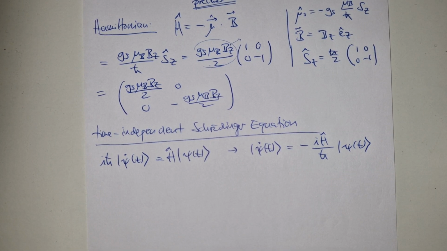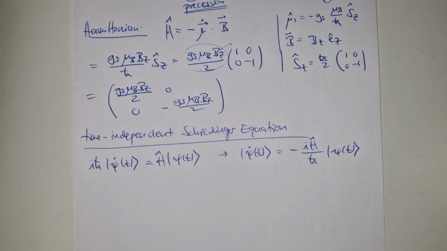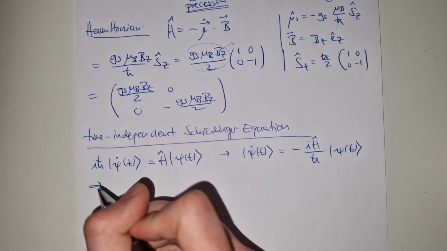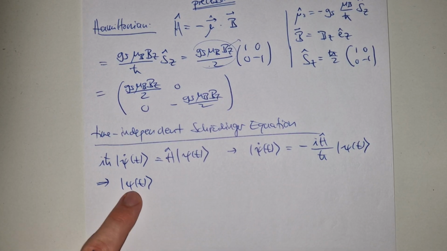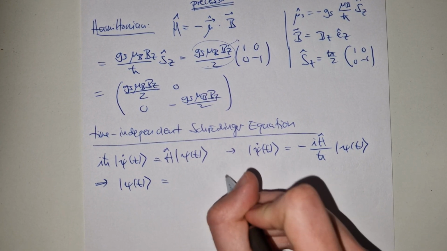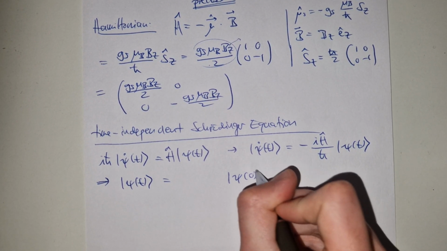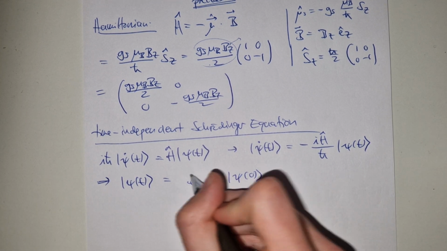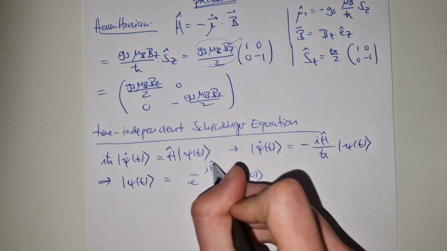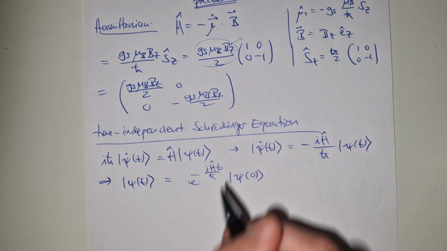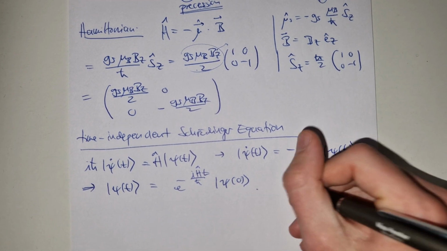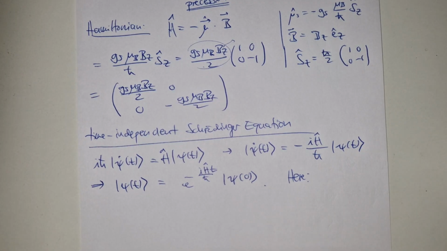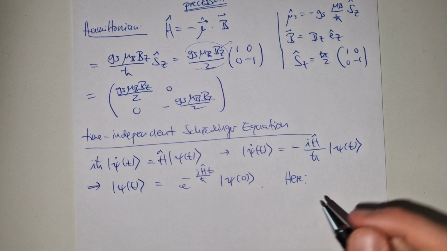This is a basically very simple differential equation, which tells us that in general, the state of the system at the time t is the same as the initial state, so the state at time 0 times e to the minus i Hamiltonian divided by h bar times the time t. Okay, in this case, our initial state, psi of 0, is spin right.